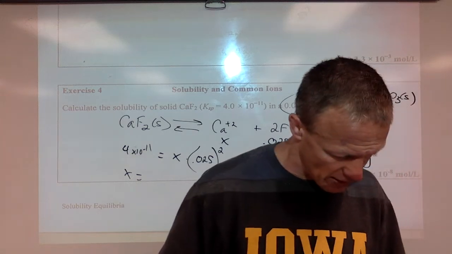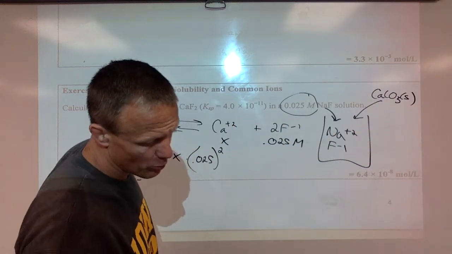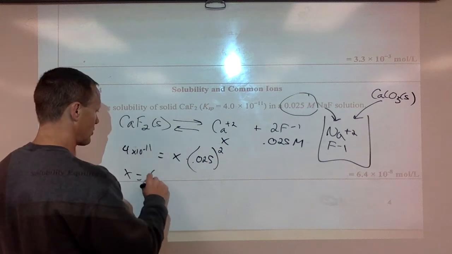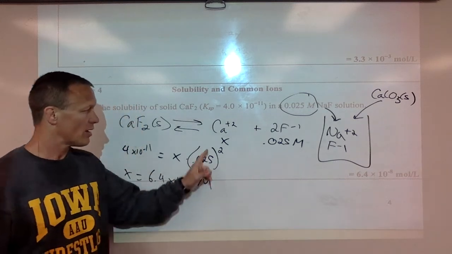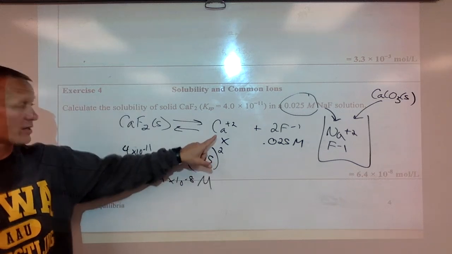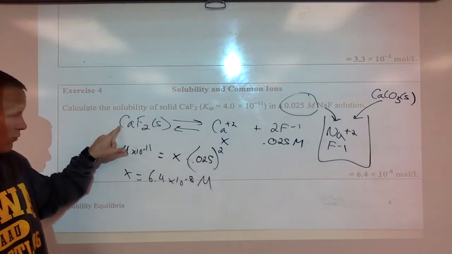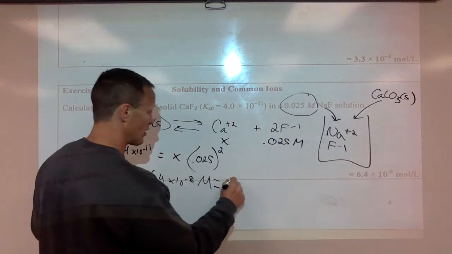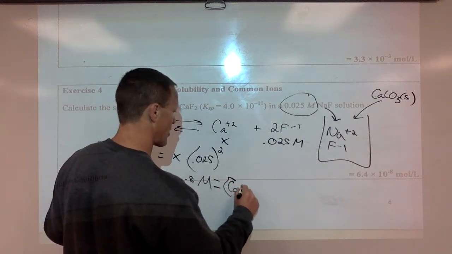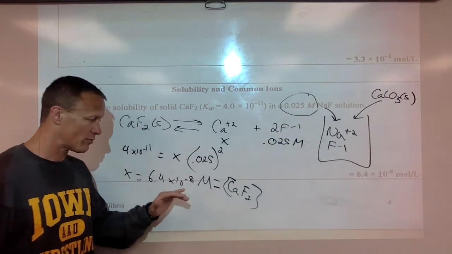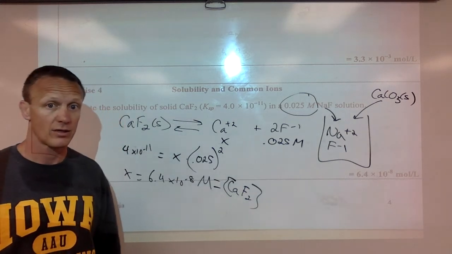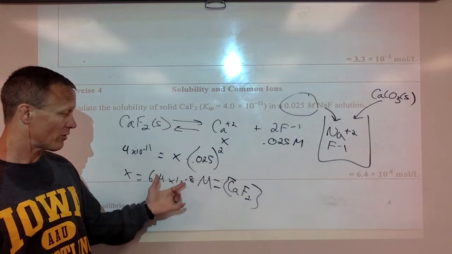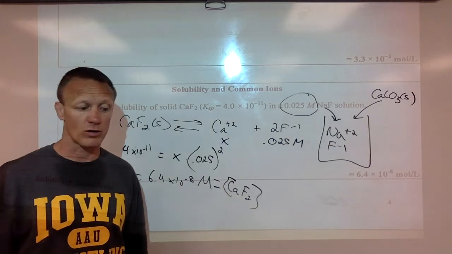Now our x is 6.4 times 10 to the negative 8th molar. That is our concentration of calcium ions. Well, since calcium ions are in a 1-to-1 ratio with the compound, that is our concentration of calcium fluoride that can dissolve. That's as much calcium fluoride as we can dissolve in solution if there's already that many fluorine ions in there. Can't go above the KSP value, so you can only get that much more concentration dissolved in there.